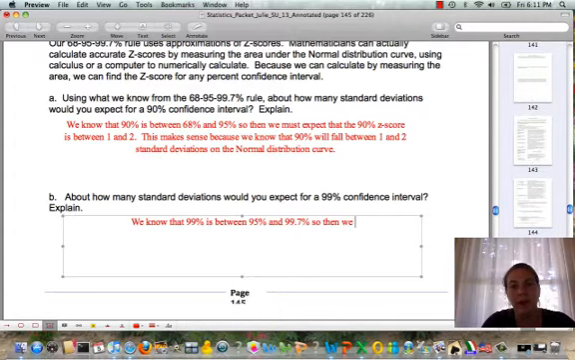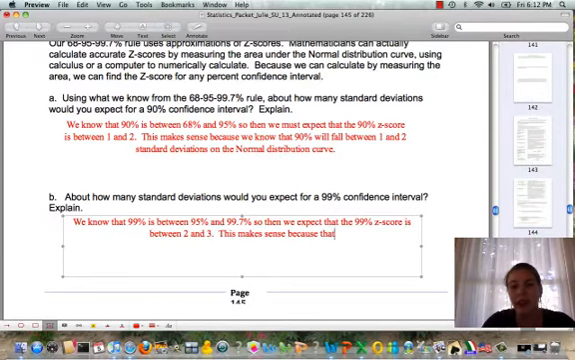So then we expect that the 99% z-score is between 2 and 3. And this makes sense because we know that 99%, if you're imagining it on your normal distribution curve, will fall between 2 and 3 standard deviations on the normal distribution graph.